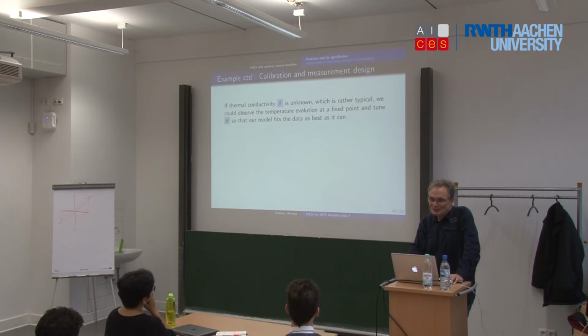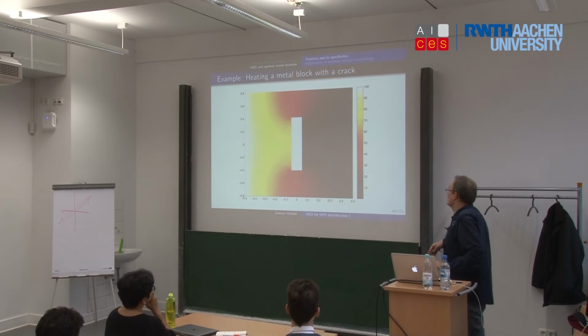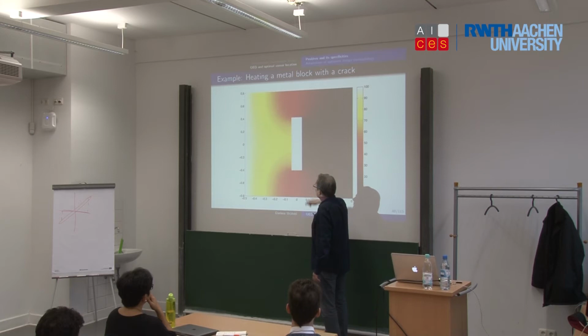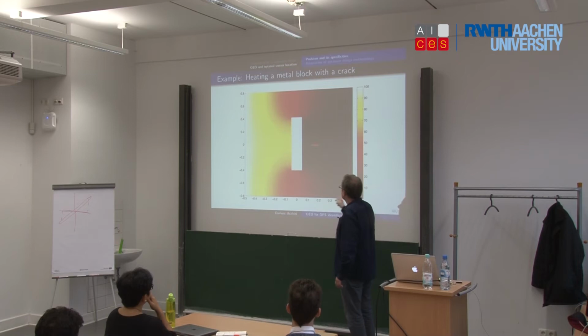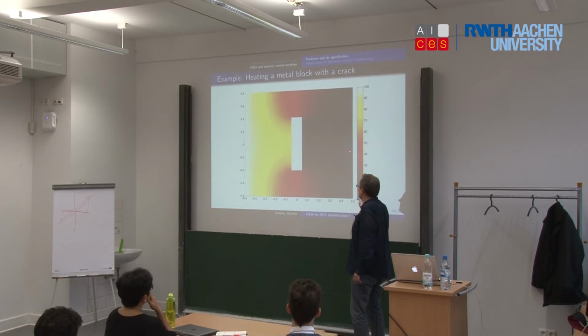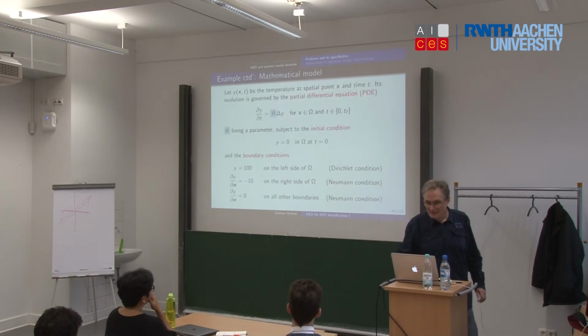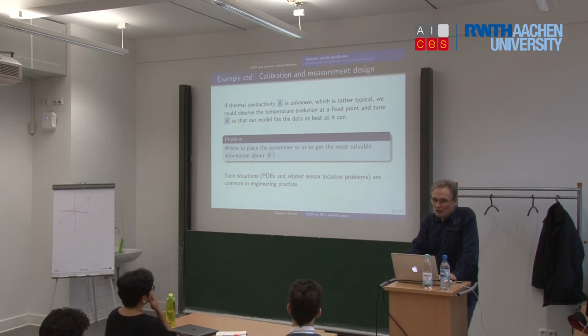But the question is where to place the sensor in order to do it most efficiently, most accurately. There is some symmetry, because the initial conditions and the boundary conditions are symmetrical with respect to this line. So our intuition says that the sensor should be placed somewhere on this line. But where exactly? So this is a real problem. Such situations are common in engineering practice.